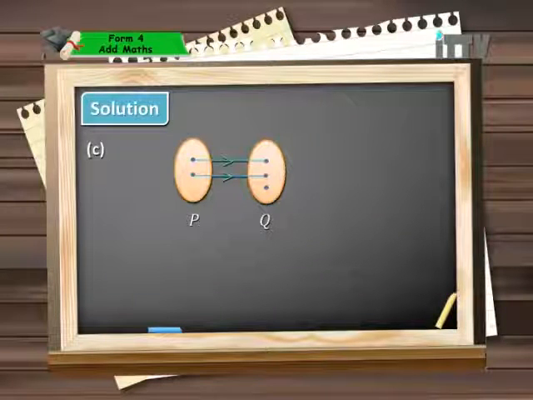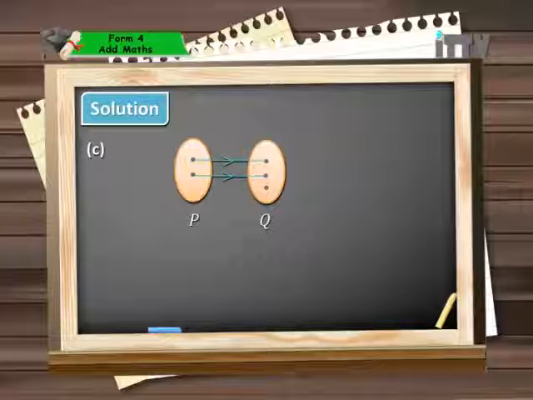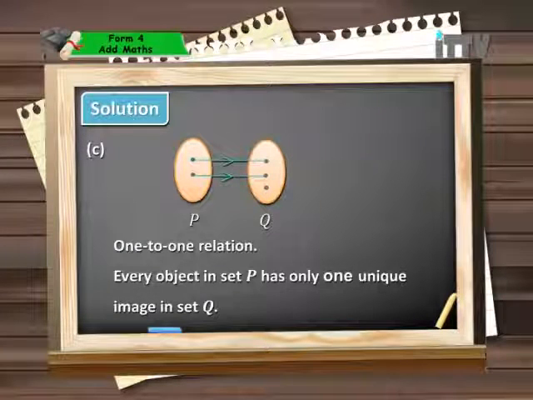And finally, as for part C, since each object in the domain corresponds to only one image in the codomain, we have a one-to-one relation. Every object in set P has only one unique image in set Q. It does not matter that there are values in set Q which do not have an object related to it. That's because set Q is the codomain.